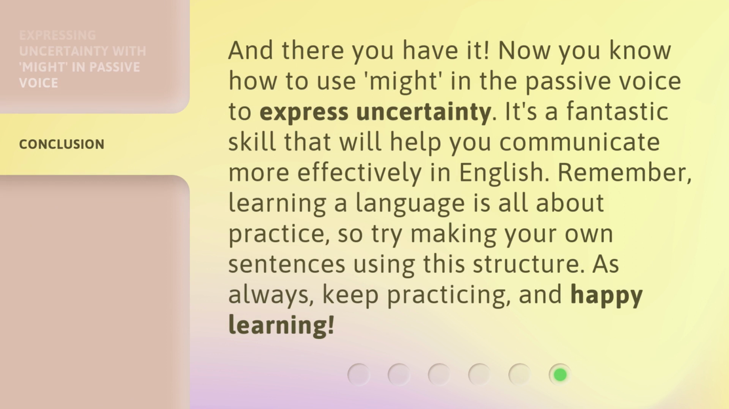And there you have it. Now you know how to use might in the passive voice to express uncertainty. It's a fantastic skill that will help you communicate more effectively in English.